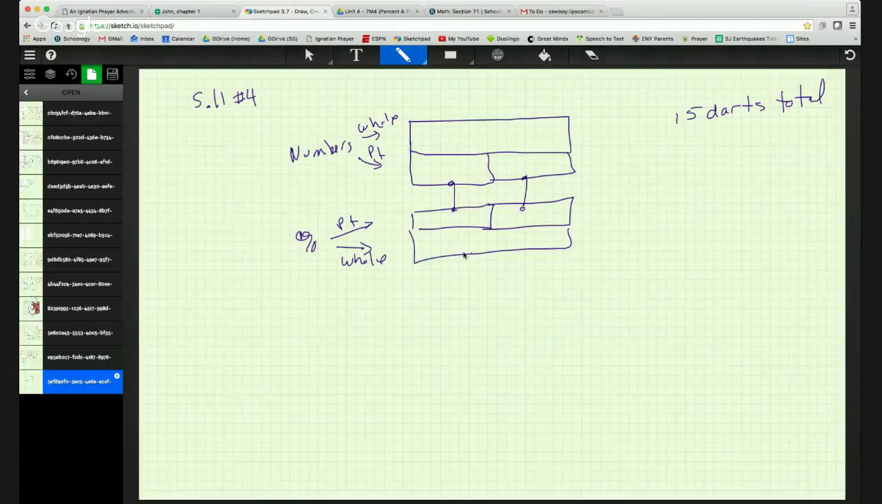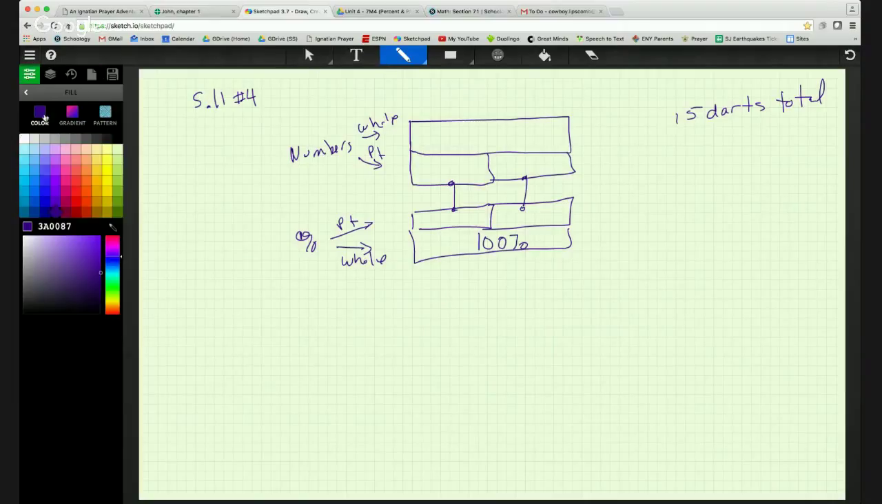And let's see what we can do. We know that the whole percent is always 100%. So let's see if we can figure this out. We got 15 darts total. So let's write it out, and then we'll put the numbers where we think they go. 40% hit the bullseye. He's a pretty good shot.